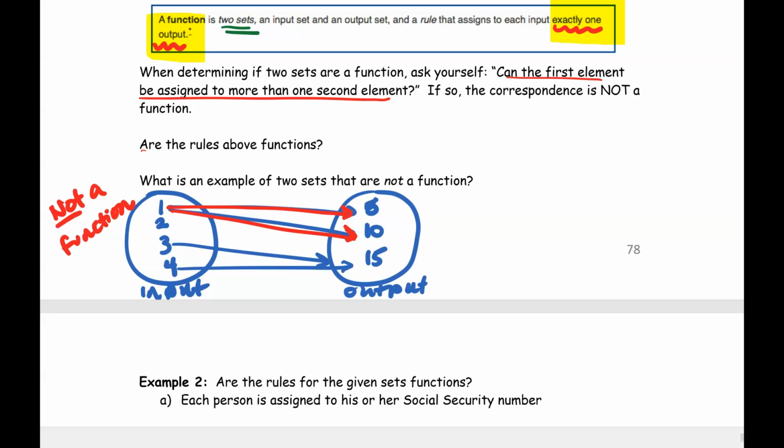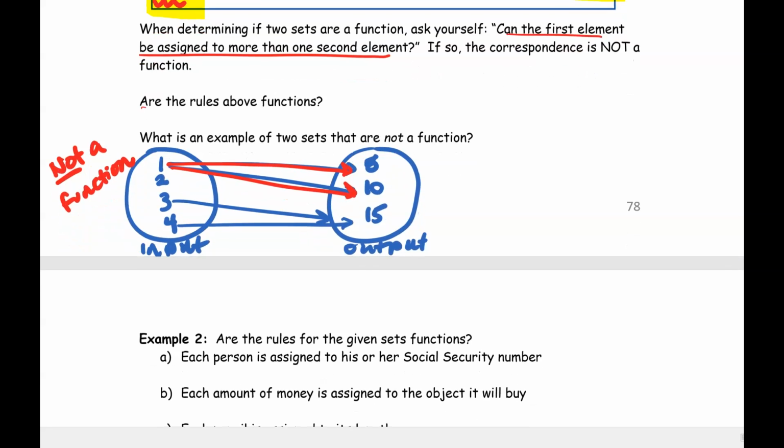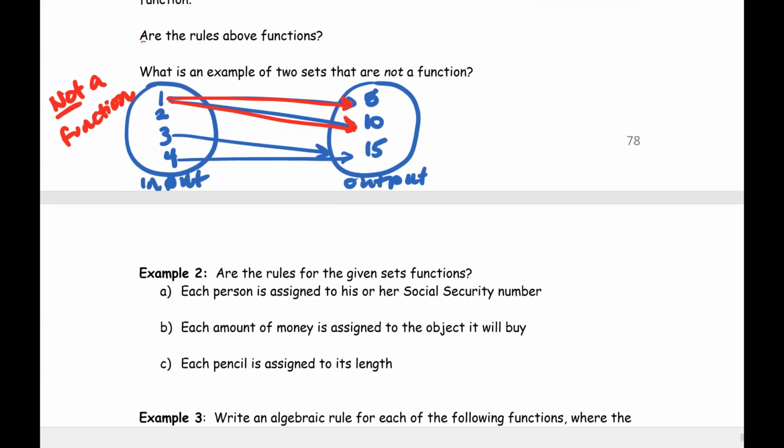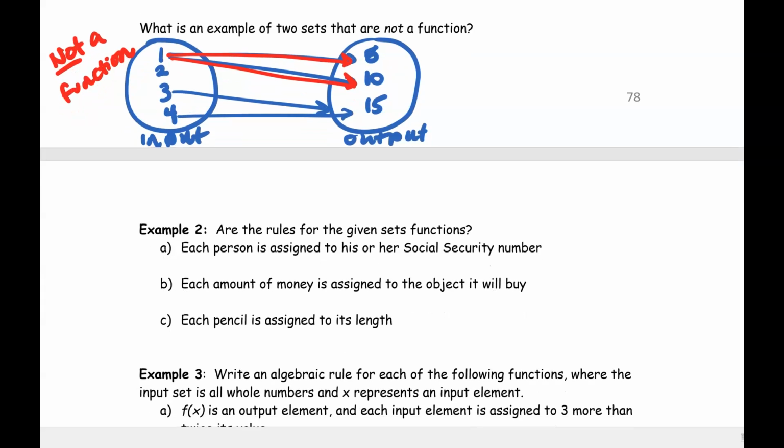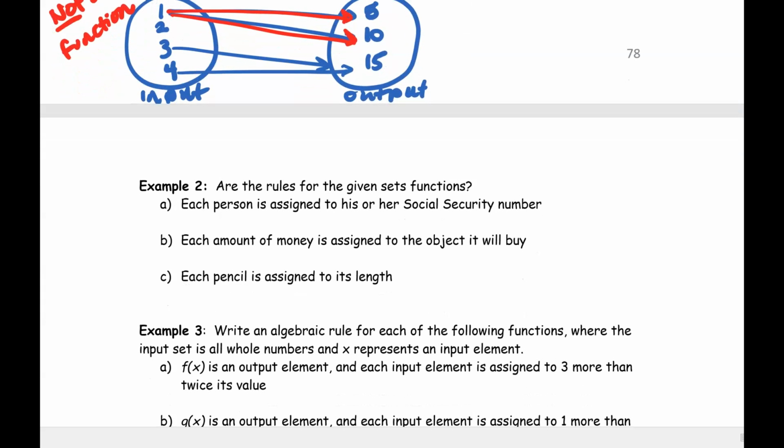So let's look at some examples that are numerical, so there's not a picture for these, it's just a description. Example 2: are the rules for the given sets functions? Each person is assigned to his or her own social security number. Just to get a visual, if you need one, you've got input and output.